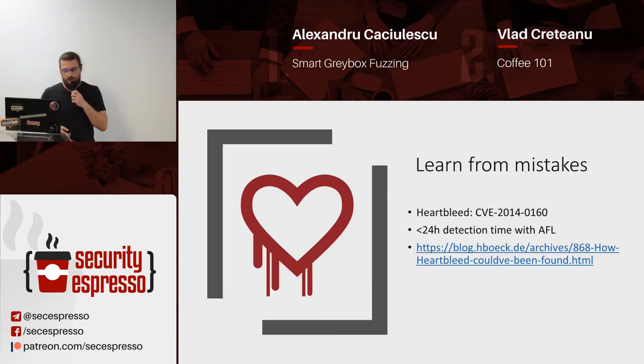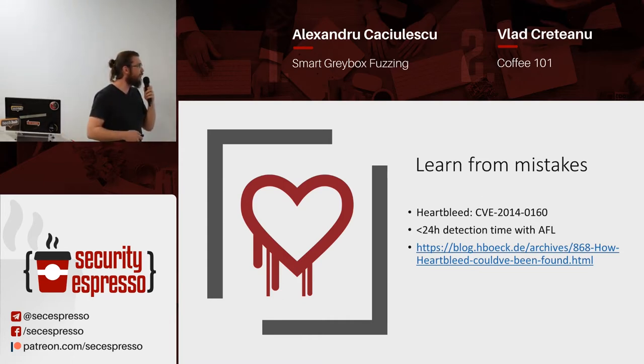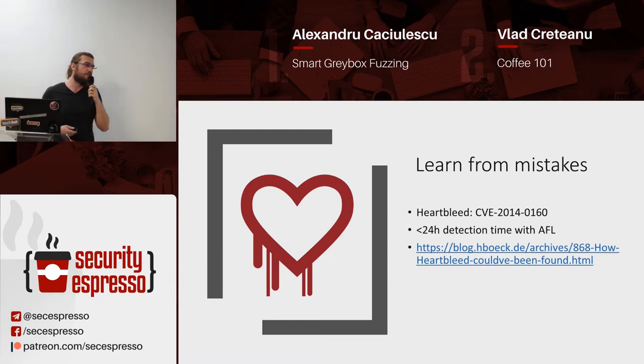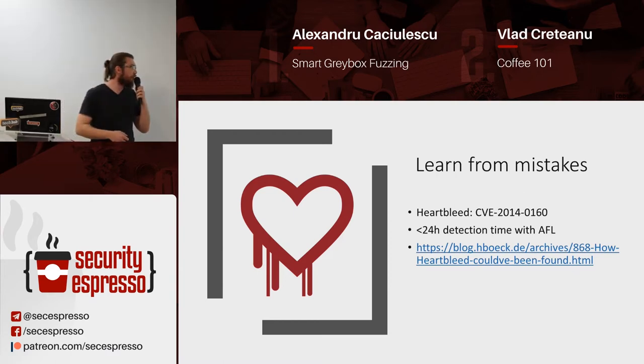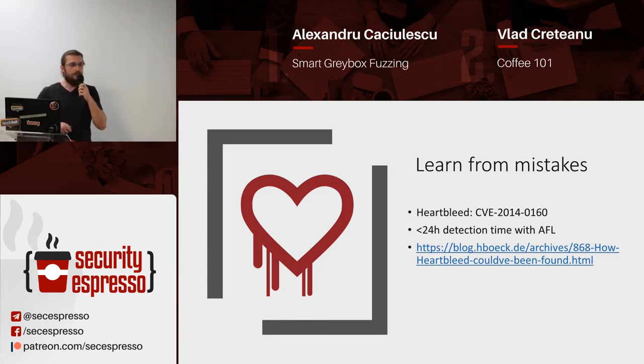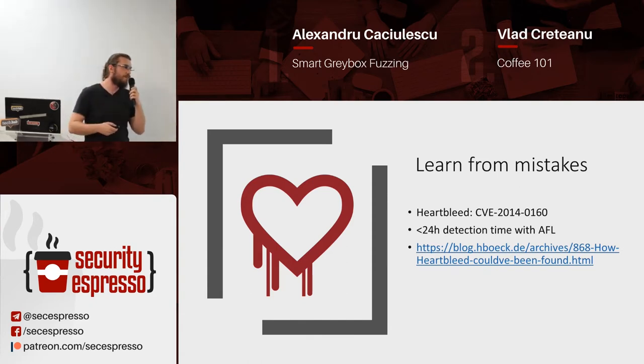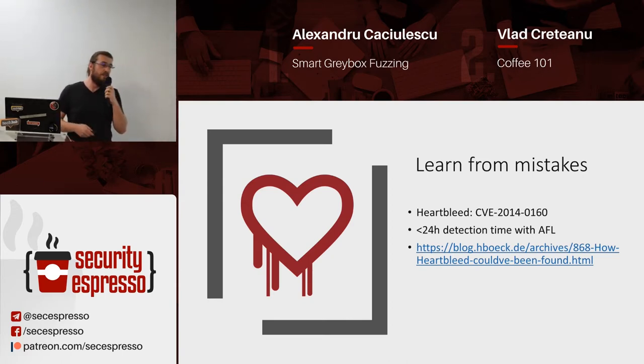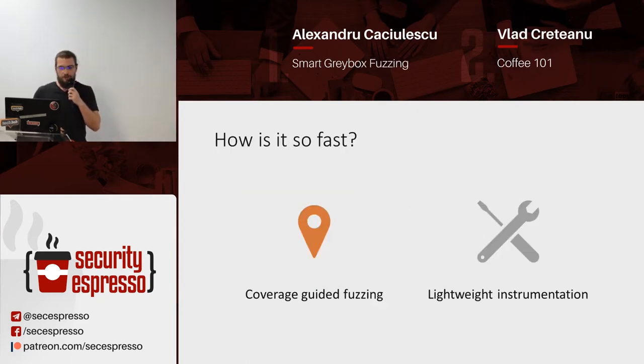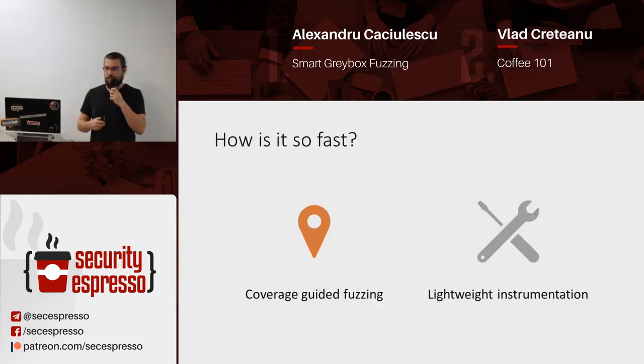Now, let's learn from our current mistakes. One of the most interesting and impactful vulnerabilities in recent history is Heartbleed. Some of you might have heard of it, a vulnerability in OpenSSL based on a buffer overflow where you can actually read from the memory of all the servers that were running that version of it. There's an interesting blog post about it that said, without knowing any inner workings of OpenSSL, if someone would have spent a few hours to set up the fuzzing infrastructure, you could have found the bug with AFL in less than 24 hours. So a huge impact.